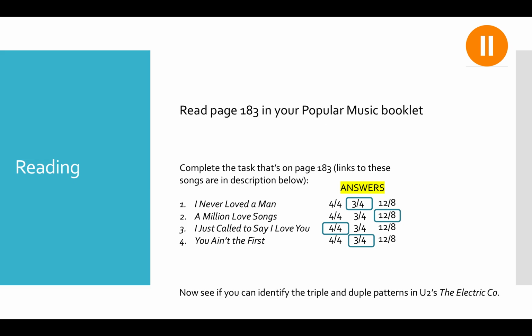And as an extension task, go and listen to The Electric Company by U2 and see if you can use what we've learnt today to identify the difference between the triple and duple rhythmic patterns in this song.